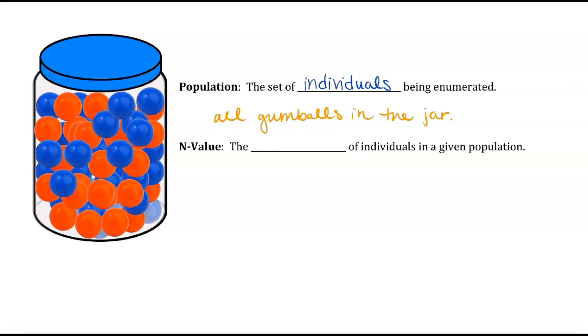We also need our N value. That's the number of individuals in a given population. In our gumball example, that's the number of gumballs in the jar, or N equals 200.